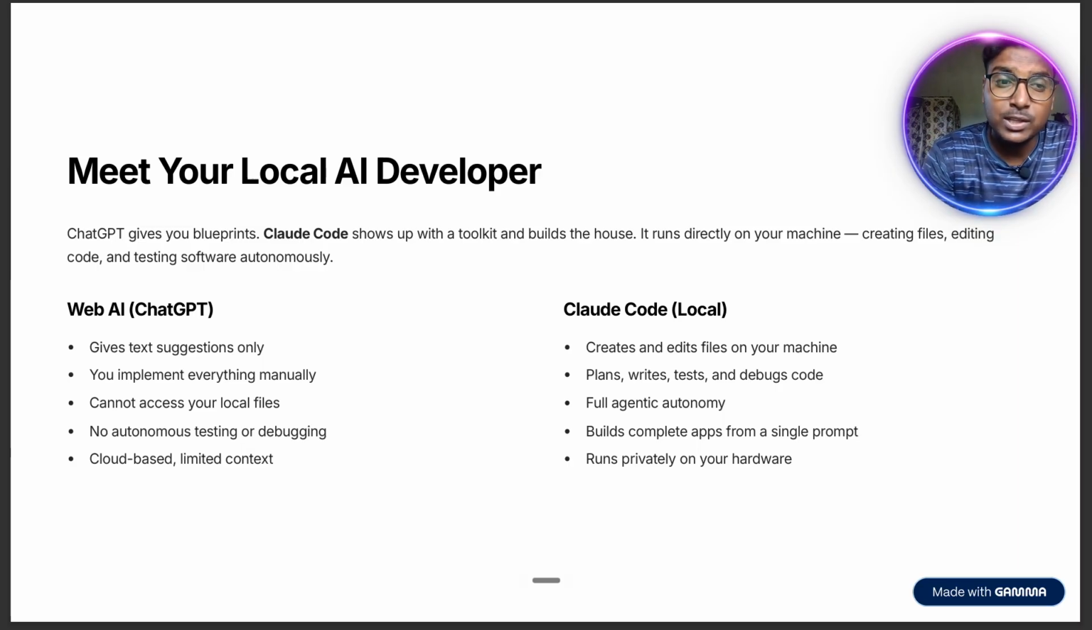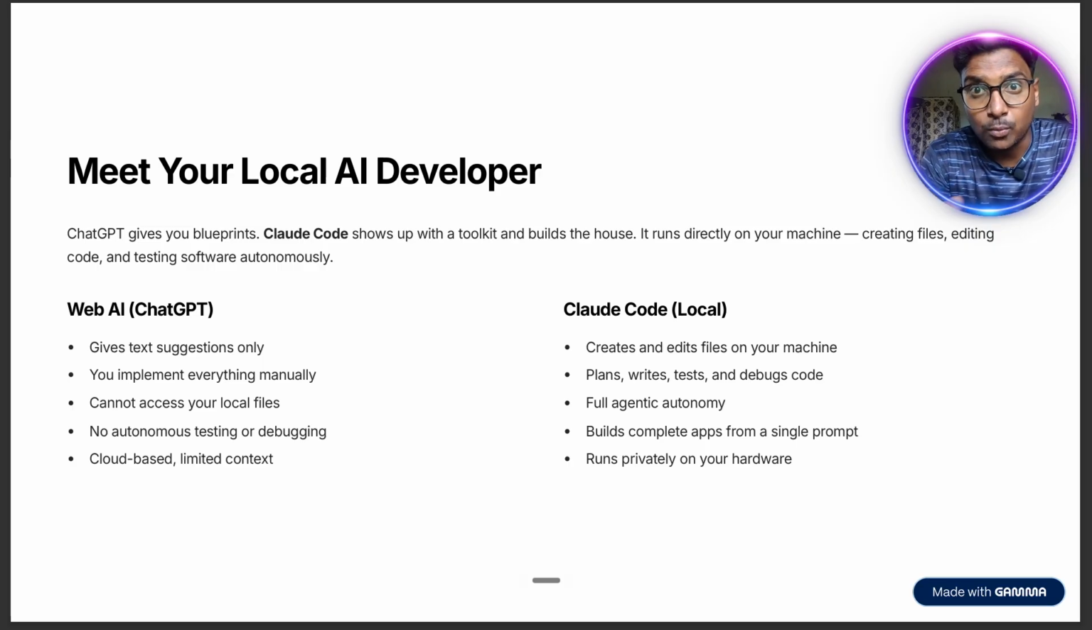Now, what is the difference between web AI ChatGPT and Claude Code local? Let's see. ChatGPT gives text suggestions only. You implement everything manually. It cannot access your local files. No autonomous testing or debugging. And it has limited context.